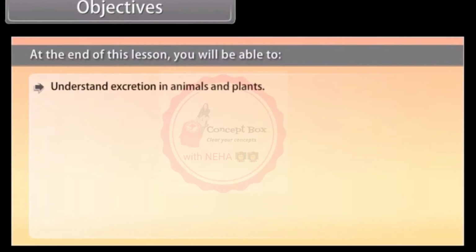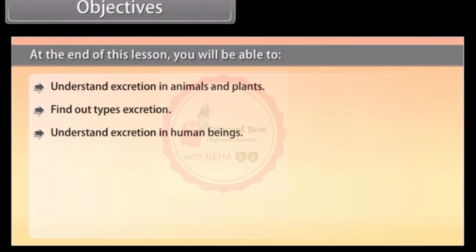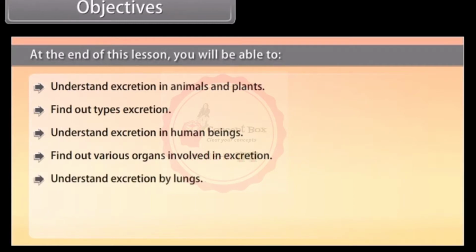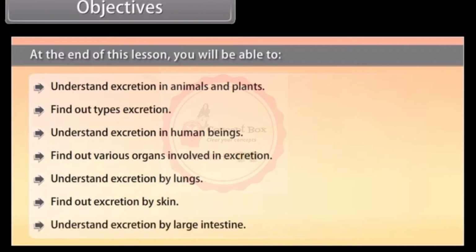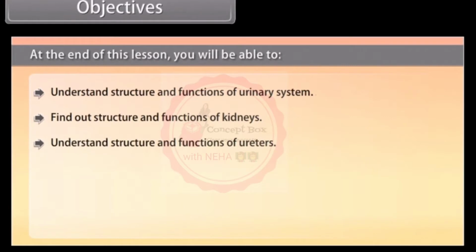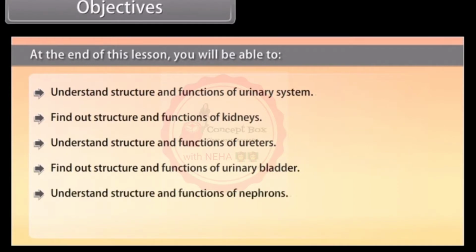Objectives. At the end of this lesson, you'll be able to understand excretion in animals and plants, find out types of excretion, understand excretion in human beings, find out various organs involved in excretion, understand excretion by lungs, find out excretion by skin, understand excretion by large intestine, understand structure and functions of the urinary system, find out structure and functions of kidneys, understand structure and functions of ureters, find out structure and functions of the urinary bladder, understand structure and functions of nephrons, and study about artificial kidney or hemodialysis.